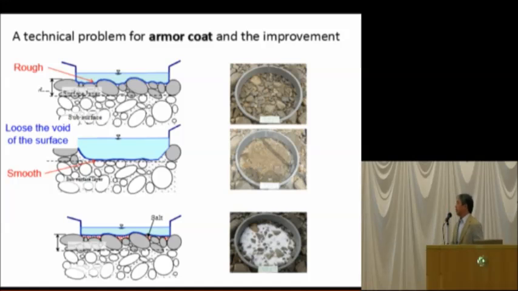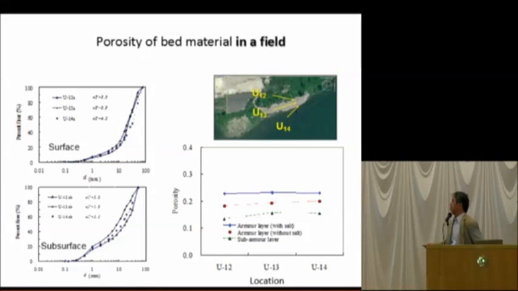I will show you an example of the field measurement. This is a small bar, and we measured the porosity at these three locations. The grain size distribution is like this. This is the surface wet material, and this is the subsurface wet material. And this is the result of the porosity for each location. These are for the armor layer, and this is the porosity under the armor layer.